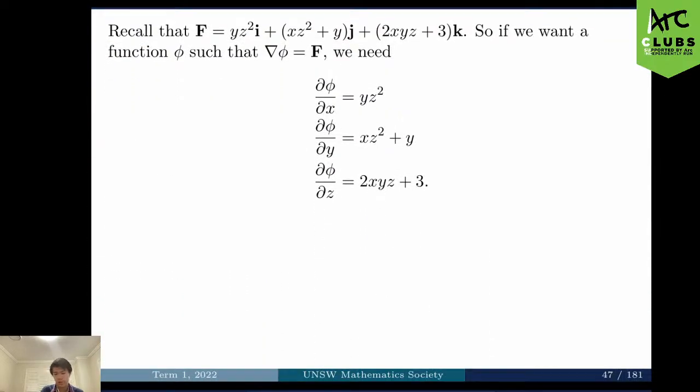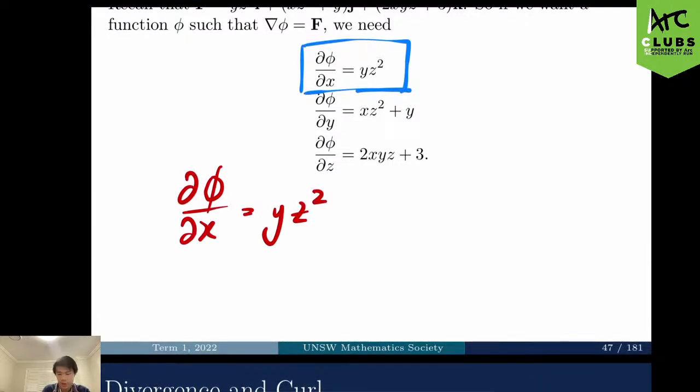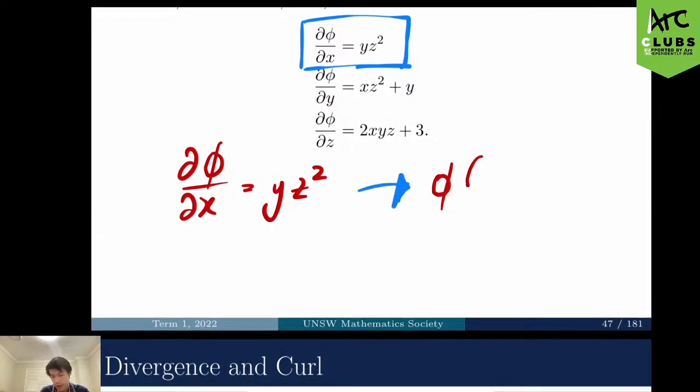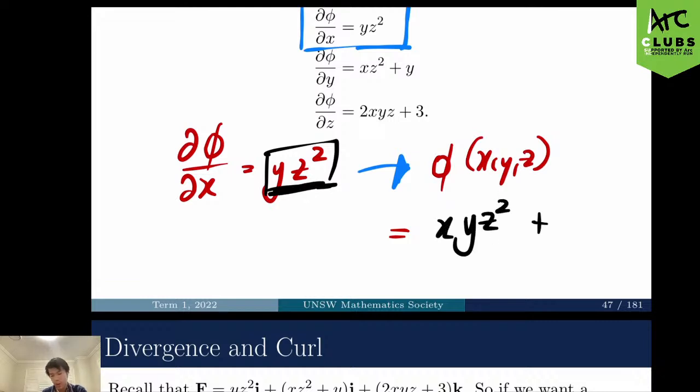All we have to do is just start off with one of these equations. So let's think about this for a second. If the derivative of phi with respect to x is equal to yz squared, then can't we just integrate with respect to x? We'll get phi(x, y, z) is equal to, well, this is basically a constant with respect to x. So it'll be x times yz squared. And then we have a constant in a sense.